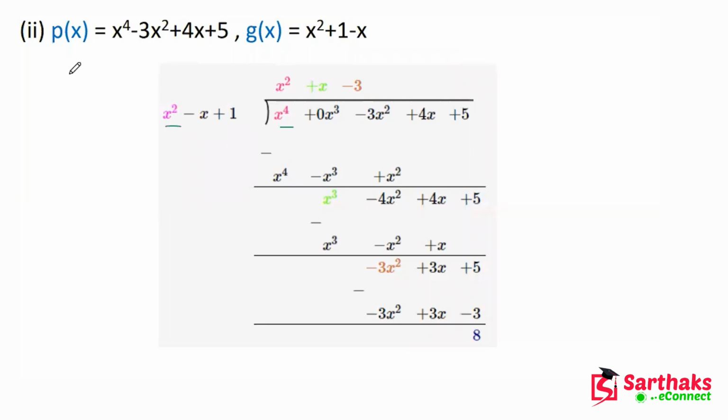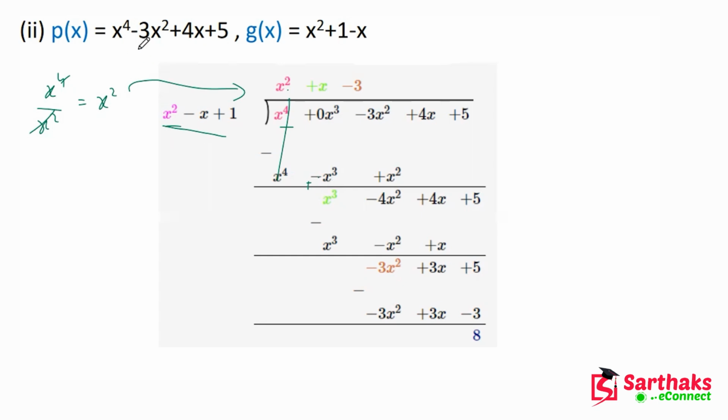First of all we divide x raised to power 4 by x square, and we get x square, and this goes in the quotient part. Now this x square we multiply by the divisor, and we get x raised to power 4 minus x cube plus x square. Now we subtract, and this cancels. Now this negative sign becomes positive, and 0 of x cube.